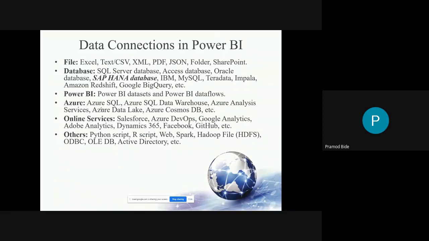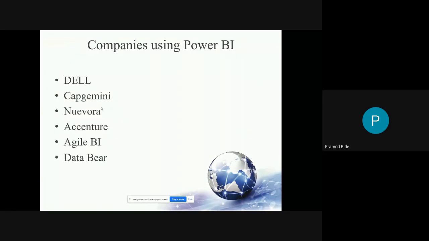Then there are other sources like Python script, R script, Web, Spark. Spark is a framework similar to MapReduce, which is 100 times faster than MapReduce. Then Hadoop HBase, HDFS, Hadoop Distributed File System, ODBC, OLEDB, Active Directory, etc. So the data connections you can add with Power BI are tremendous. There is no database remaining which you cannot integrate and work with in Power BI. That's the reason Power BI is very famous.